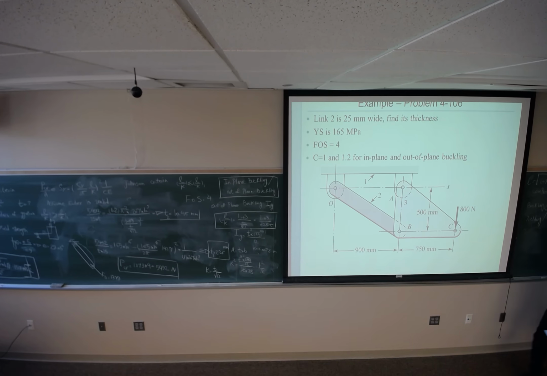I should check with the yielding. Yielding is, sigma should be set equal to SY. And sigma is P divided by area, which is 5492 divided by T times 25 millimeter, equals SY. SY is 165 times 10 power 6.